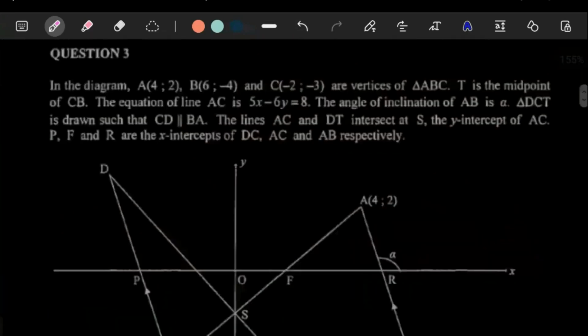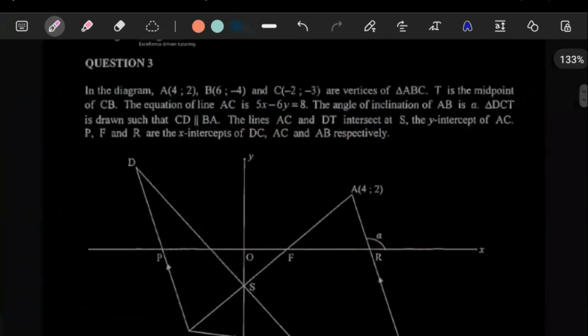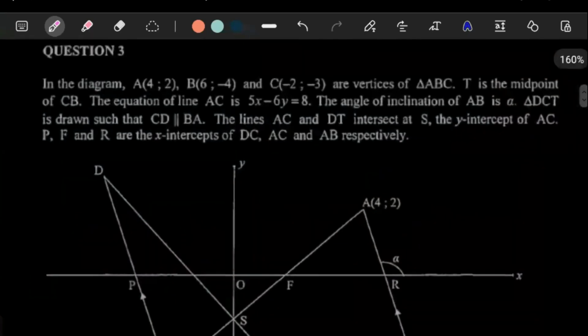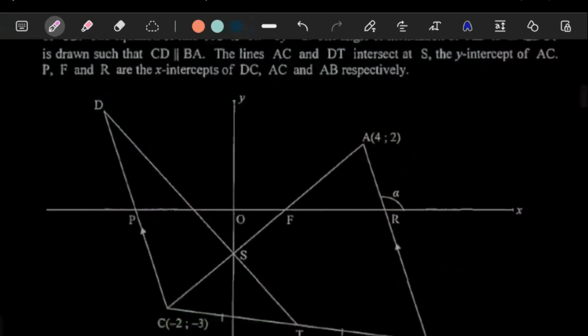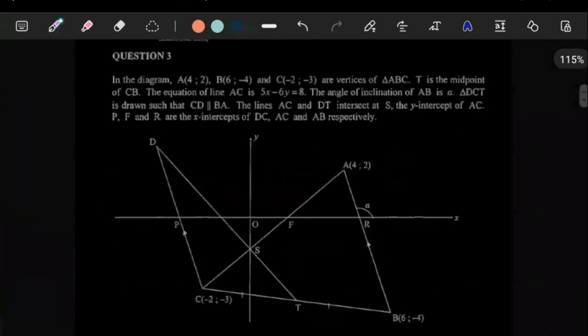So here they say it, right? In the diagram, A, B, and C are vertices of this triangle ABC. Well, I'm just reading here, which is not good. You're supposed to read and refer to the sketch. So they say the vertices A, B, and C are vertices of this triangle. T is the midpoint. Where is T? T is the midpoint because you see this is equal to this. T is the midpoint of CB.